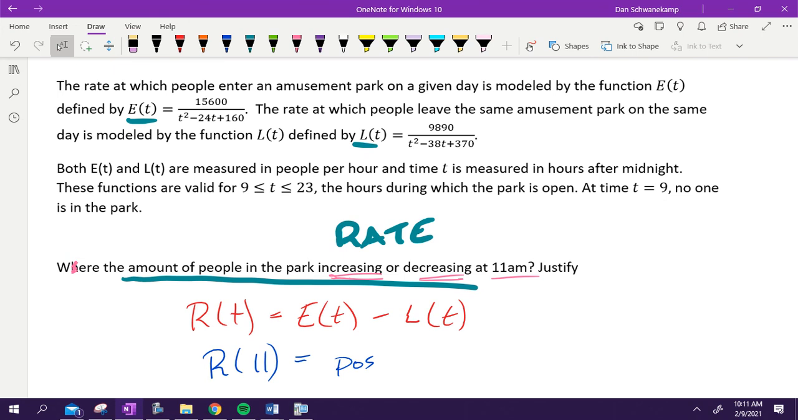Nope, because again, it says right here that T is measured in hours after midnight. So T equals 0 is midnight. T equals 1 is 1 a.m. T equals 2 is 2 a.m., and so on. So if I want to do 11 a.m., I want T equals 11 because it's 11 hours after midnight.